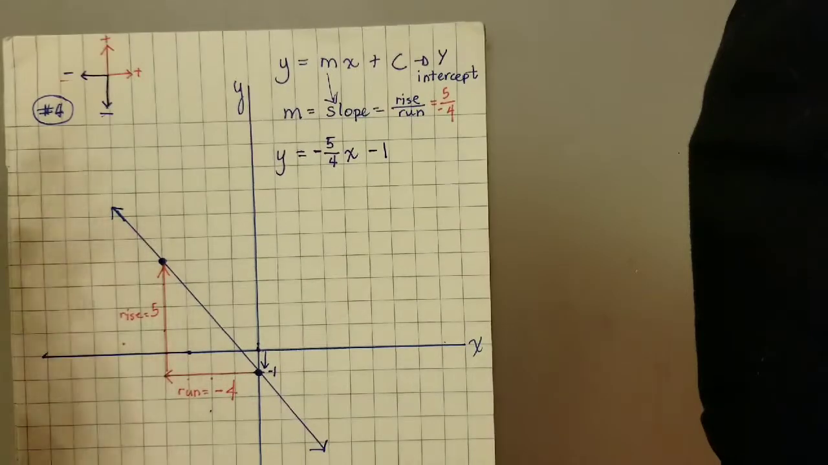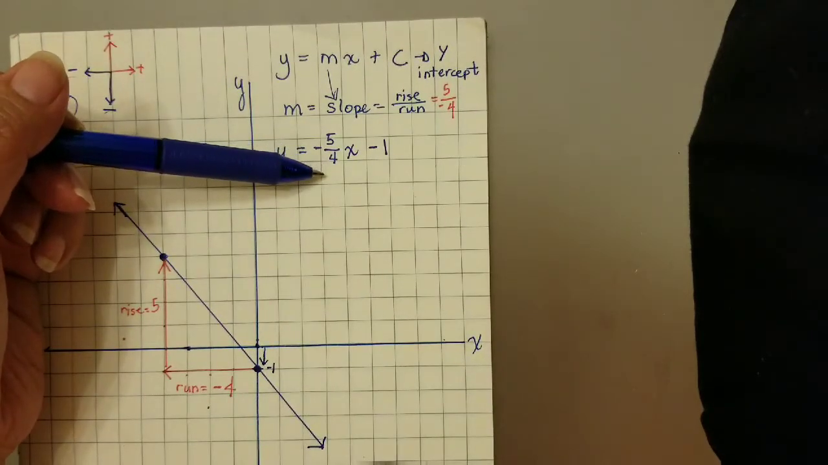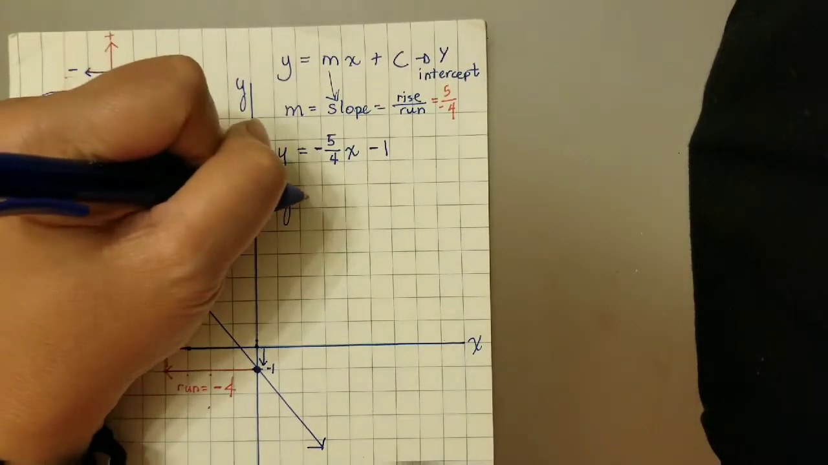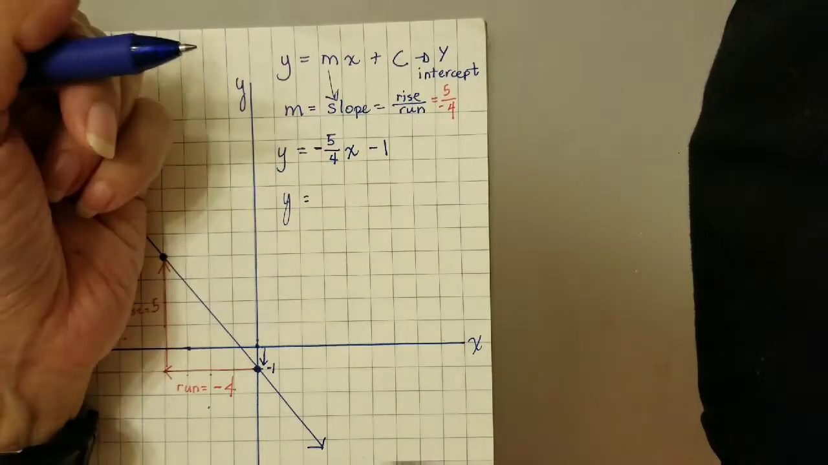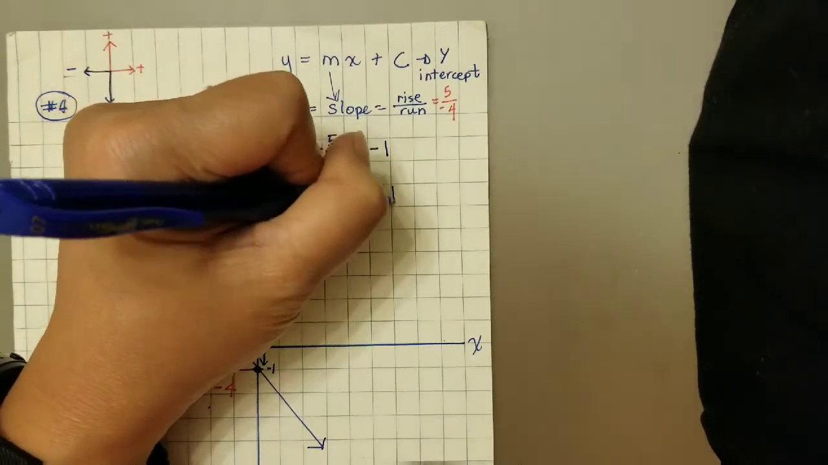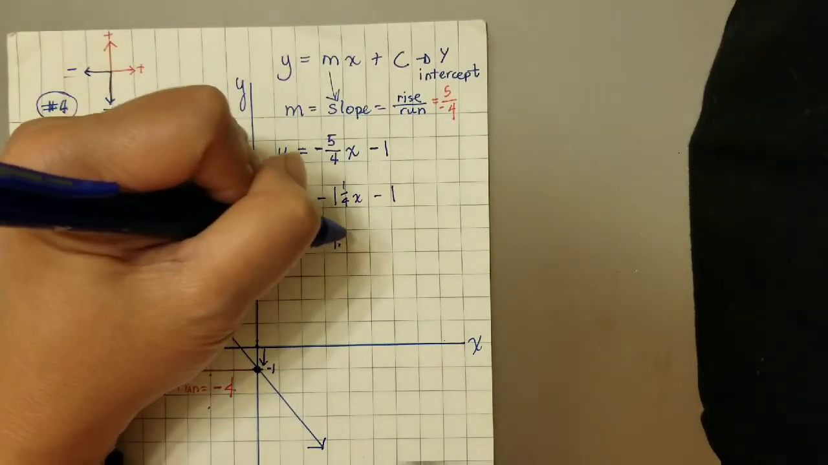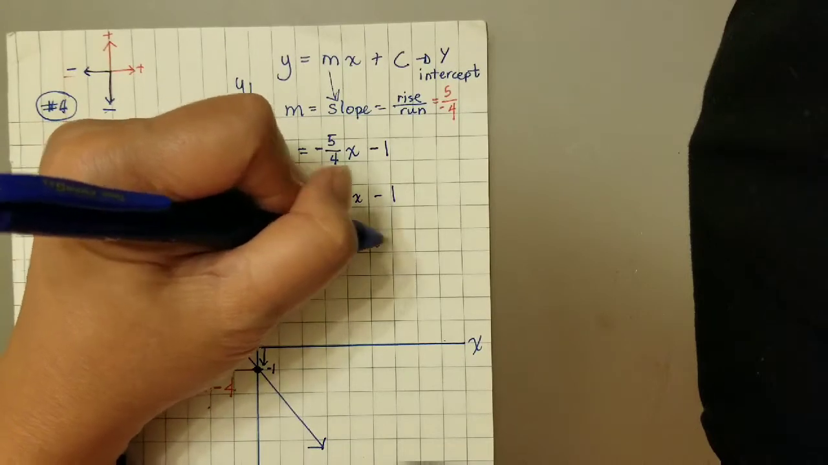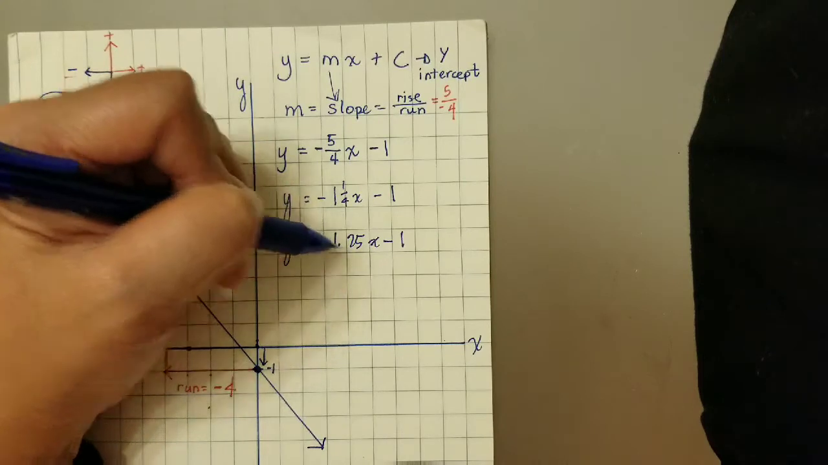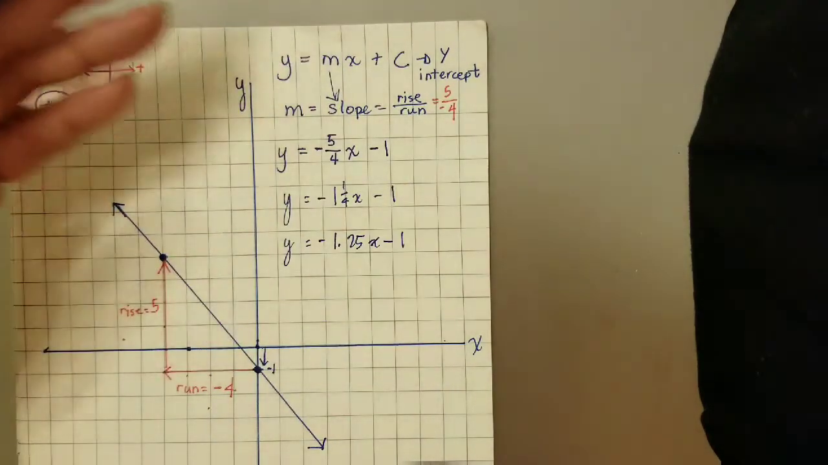Okay. So you can keep this as an improper fraction, or you can make this into a mixed number. So this would be negative 1 and 1/4 x minus 1. Or you can make it into a decimal, minus 1.25x minus 1. Why 1.25? Because 1/4 is 0.25. Okay? Your choice.